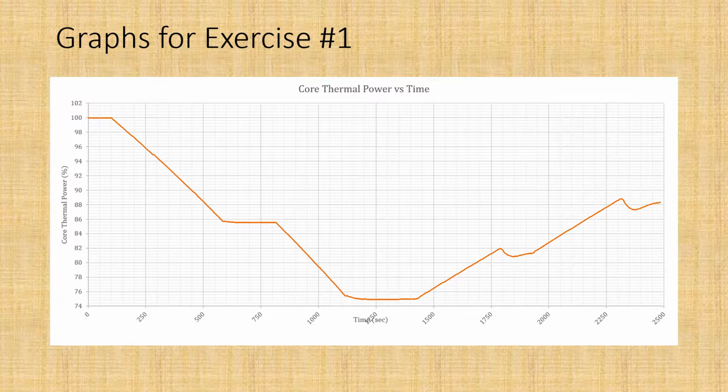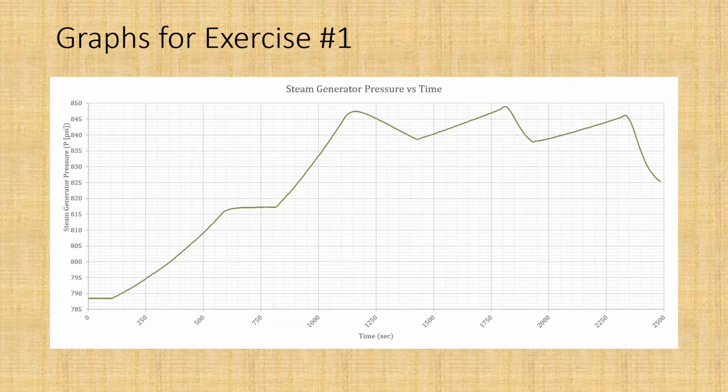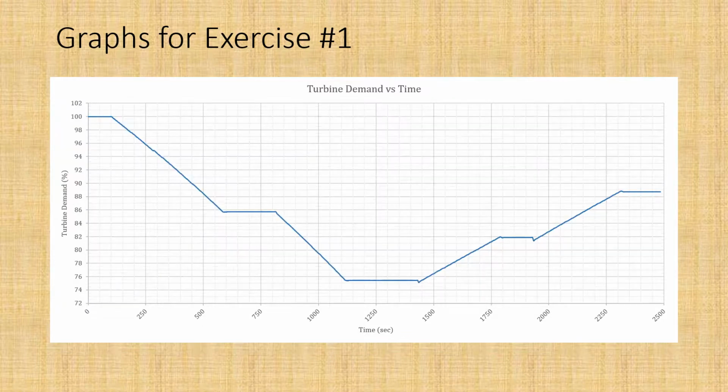This graph shows the core thermal power over time, and as you can see, it is similar to the previous graph, which would lead us to believe that the thermal power and rod position are proportional to each other. Upon comparison of the steam generator pressure and the control rod position, it seems that the steam generator pressure is inversely proportional to the control rod position. So whenever the control rod position goes down, the steam generator pressure goes up. This graph shows the turbine demand over time and looks similar to the first two graphs, so we conclude that the turbine demand is proportional to the core thermal power and rod position.